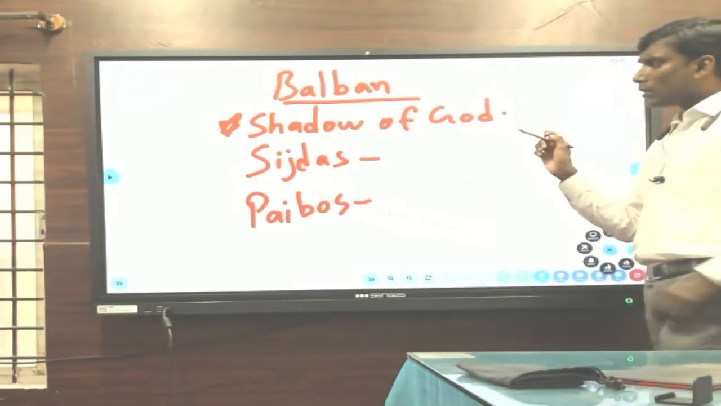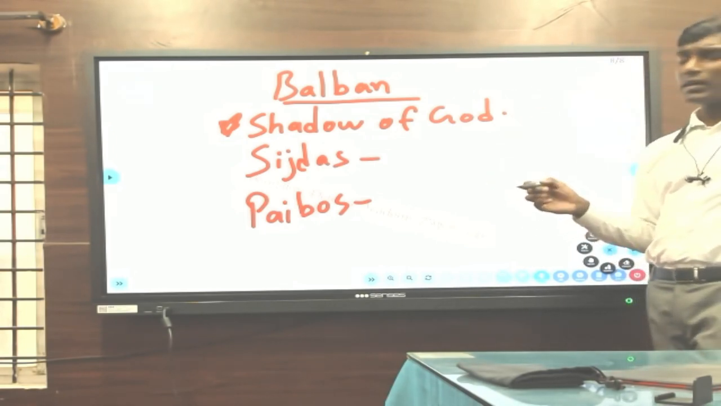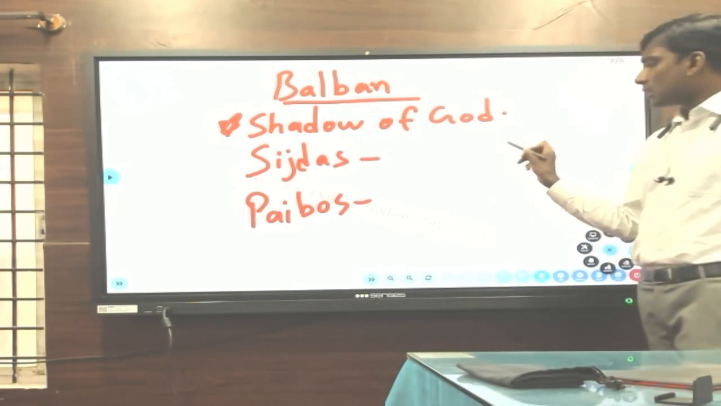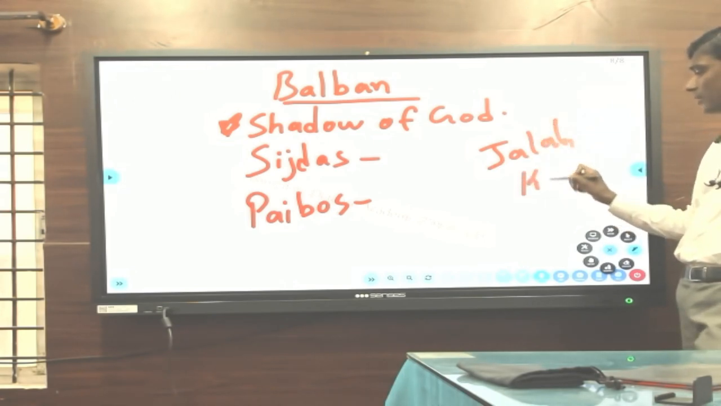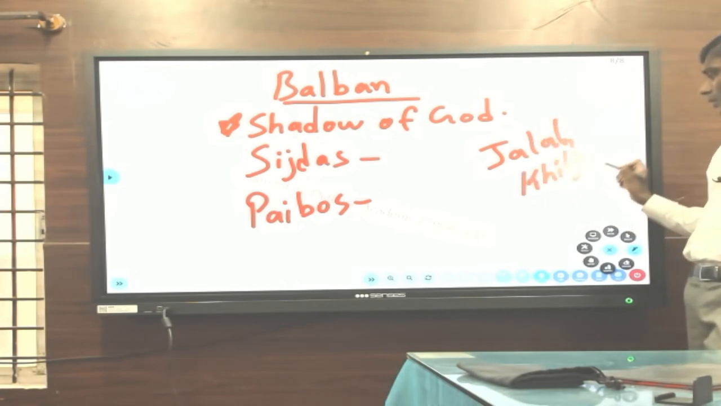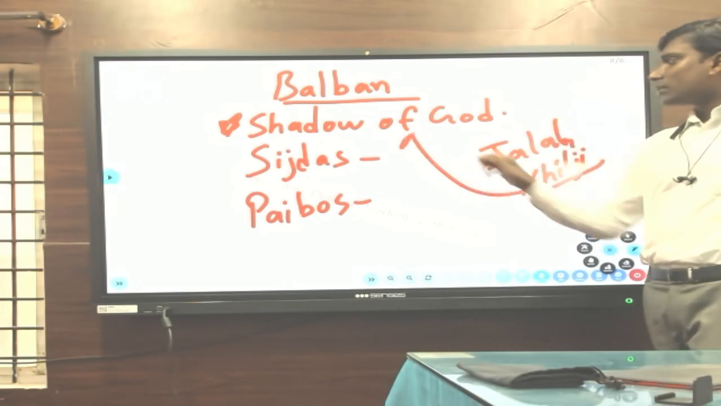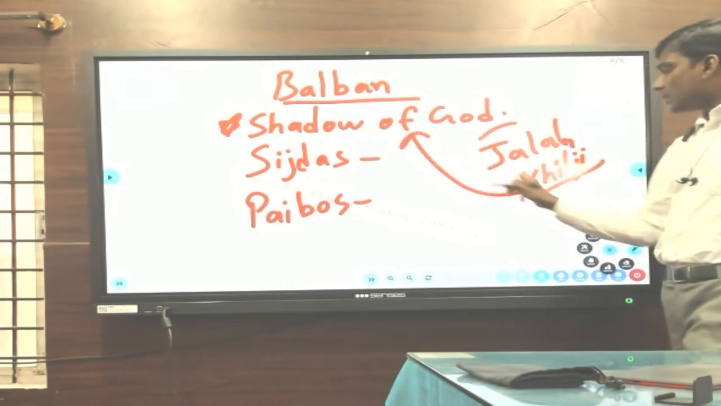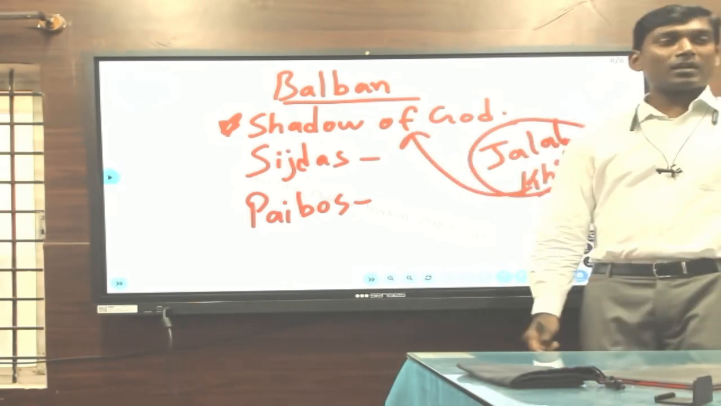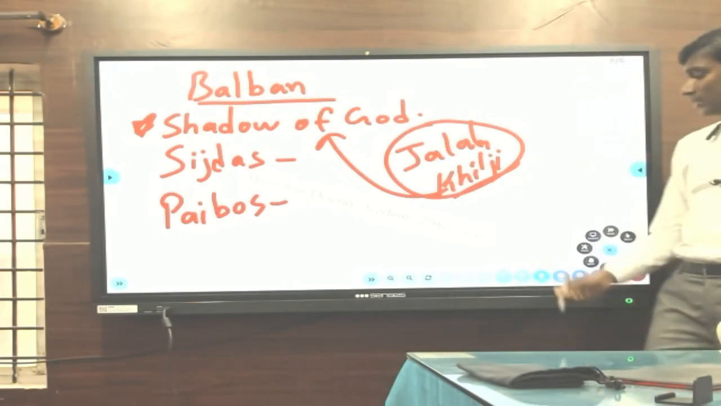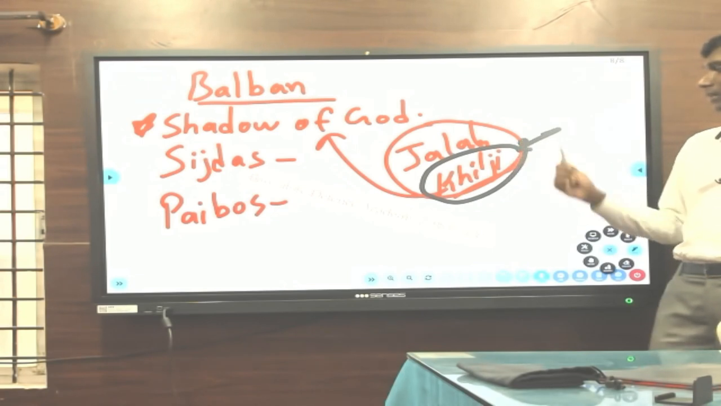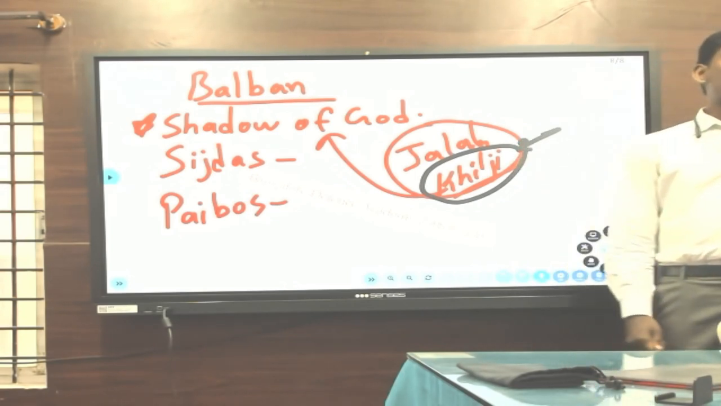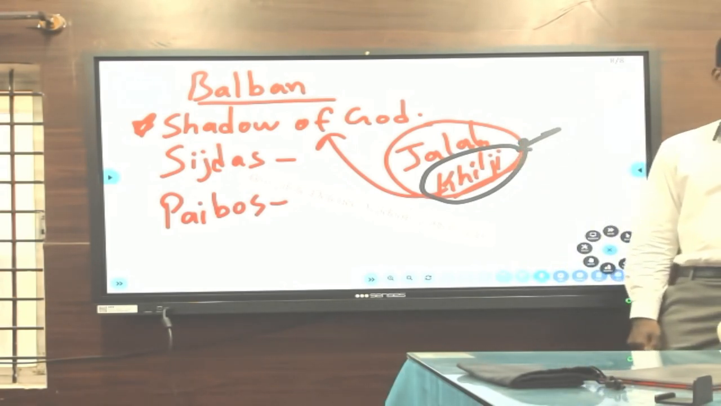Now, after Balban, there is no strong king. And after Balban, what happens? There is a person called Jalaluddin Khilji. Jalaluddin Khilji, after Balban, becomes the ruler of India. So look at this, there is a new name in medieval history now. What is the new name here? Khilji. Now we will be studying about the Khilji dynasty.